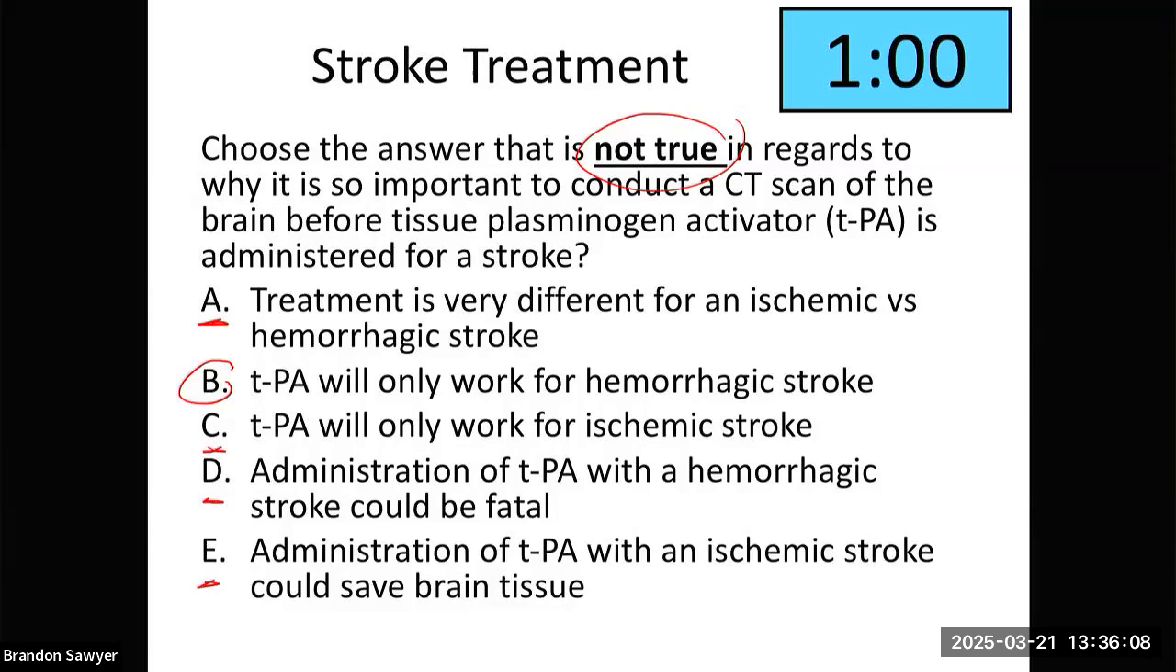It could, yeah. So an aneurysm can be the cause of a hemorrhagic stroke. That's one cause of a hemorrhagic stroke, like a burst aneurysm. Good question.